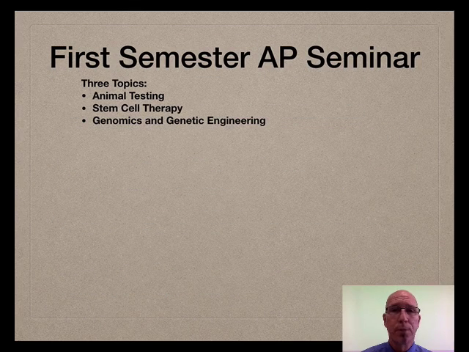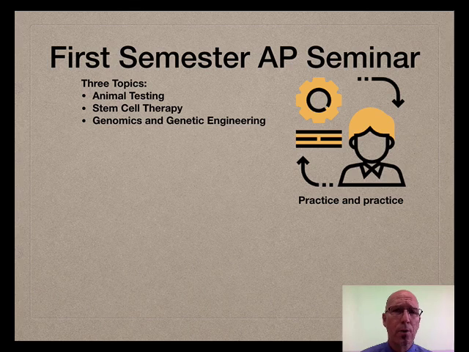So the first semester in AP Seminar, we're going to be hitting 3 big topics. These are by my choice this year. In the future, it might be a little bit different, but this is just how it's going to roll this year. So the 3 topics are animal testing, stem cell therapies, and genomics and genetic engineering. The students will look at each of these topics through all of those different lenses, and then eventually come up with an argument to support a question. I'm providing the question the first time around, so should animals be used for research? That's the first question that they have to kind of come to.